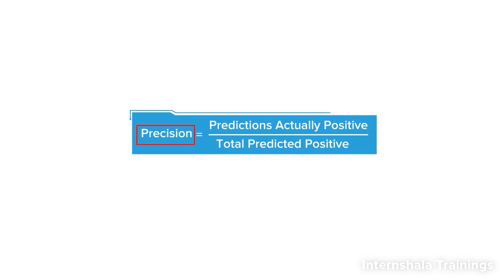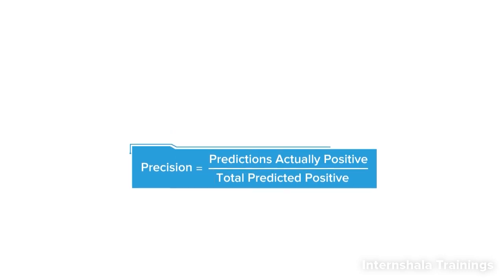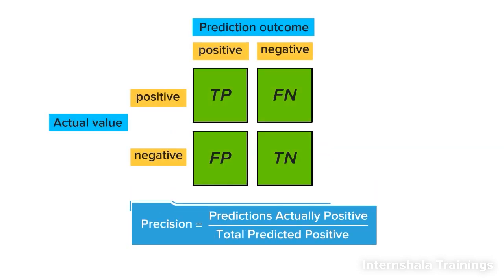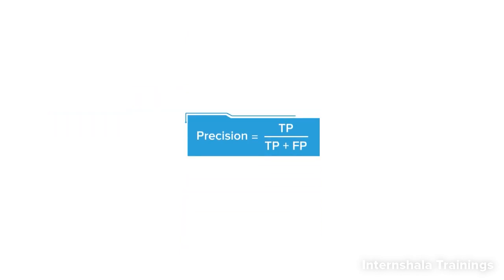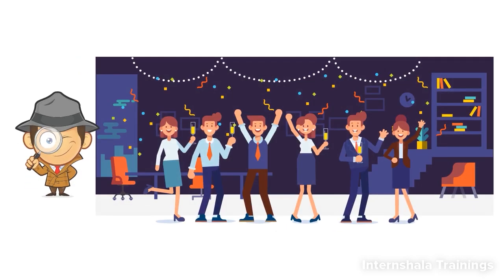Precision is defined as the ratio of the number of positive predictions that are actually positive and the total number of positive predictions. Now using the confusion matrix, we can easily write the formula of precision. Okay, we have a formula in our list now, but how is this going to help us? Let's understand how precision works with an example.